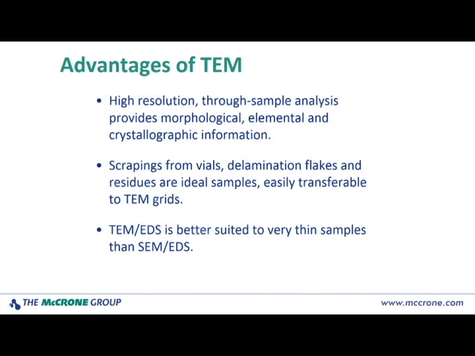So some of the advantages of TEM, both in general and specifically for glass delamination. It's a high resolution through sample analysis, so the electron beam is penetrating through the entire thickness of the sample. It provides morphological, elemental, and crystallographic information, as I'll show in some examples. We can look at scrapings from the interior of vials. We can look at delamination flakes and residues. These are ideal samples, and I'll show that we have a couple of methods of easily transferring these thin samples to TEM grids. I'll also demonstrate that TEM EDS is better suited to very thin samples than is SEM EDS.